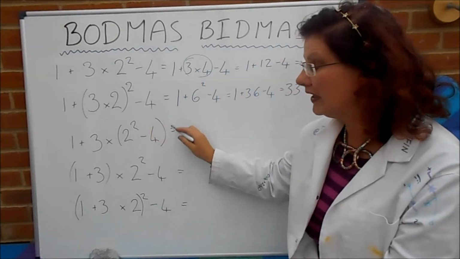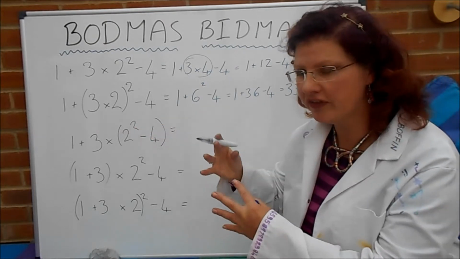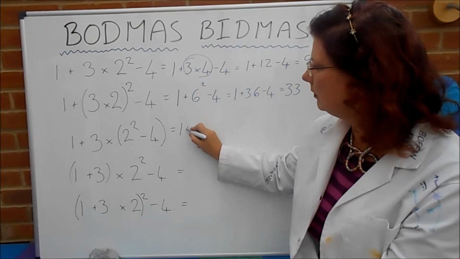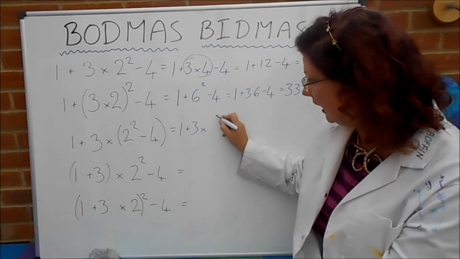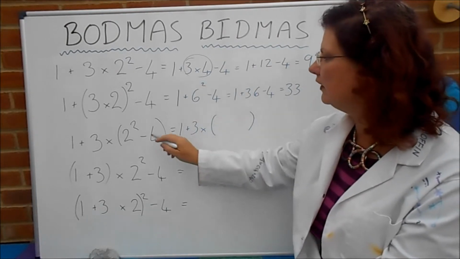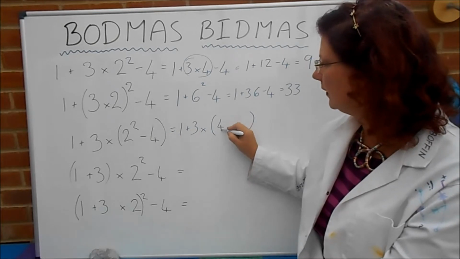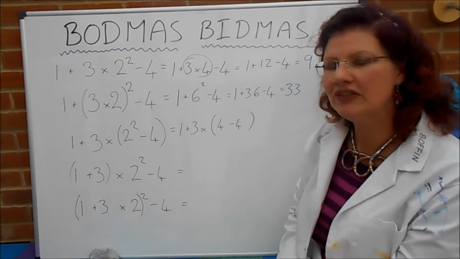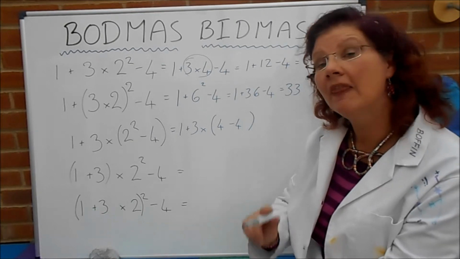Next one. We have to work out the brackets first for the b, but the brackets has got stuff in it. So working out what's in here. We've got a 1 plus a 3 times, and the brackets is a 2 squared, which is 4, take away 4. Oh, that's quite interesting. 4 take away 4. That's 0.